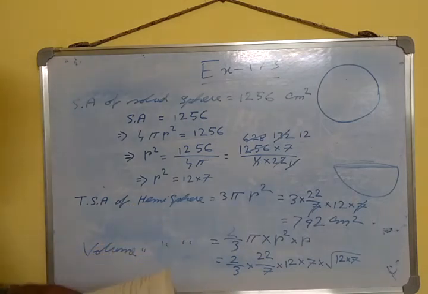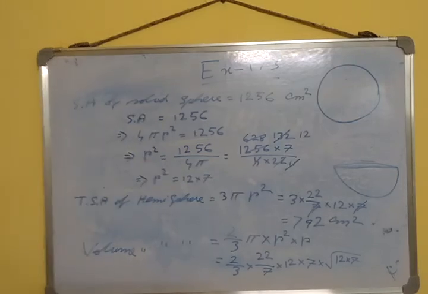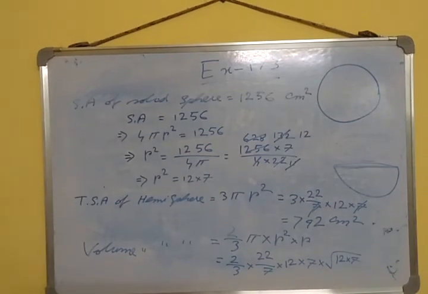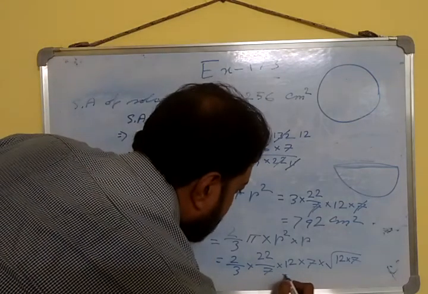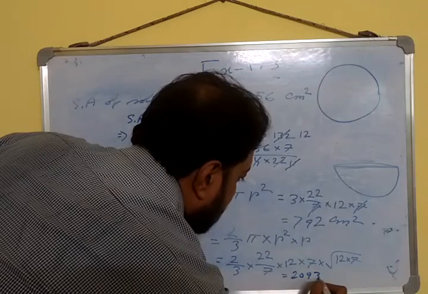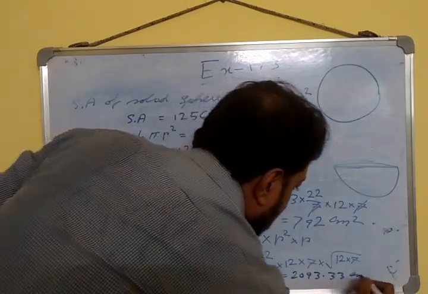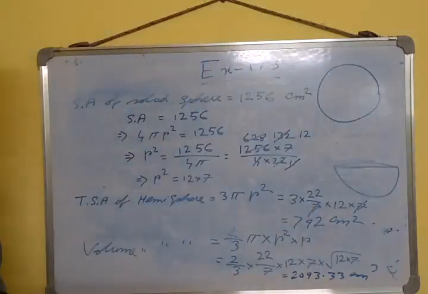Okay. So if we do it properly with the decimals, what will we get? We will get approximately the answer 2093.33 centimeter cube approximately. So I have just used the formula. And after applying the formula, we can solve this one.